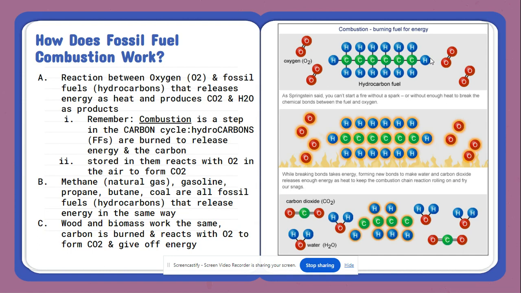We can also think of wood and biomass burning in a similar manner too, especially since all of them are organic compounds. They've all come from a living thing at some point. So when we combust them, we're all going to see the same result, right? Carbon dioxide will be given off and energy will be released.